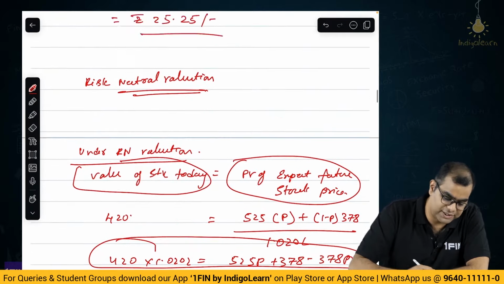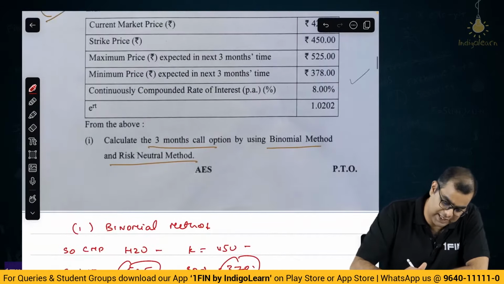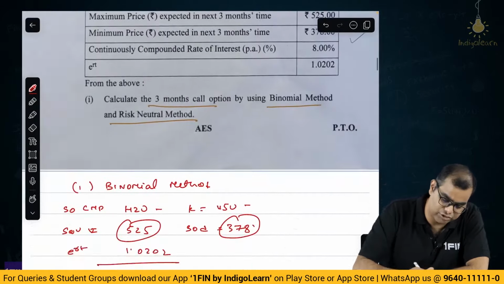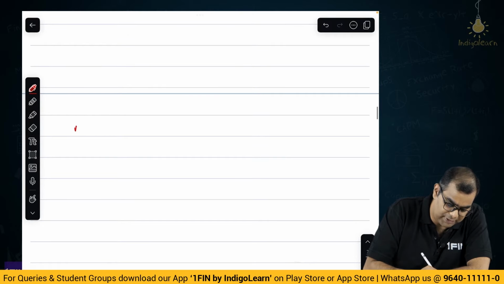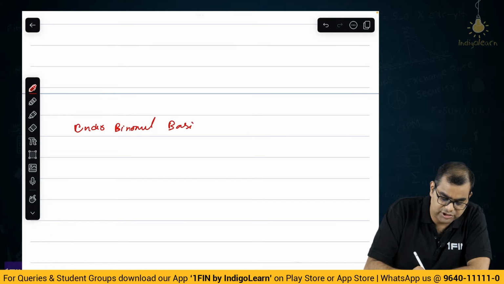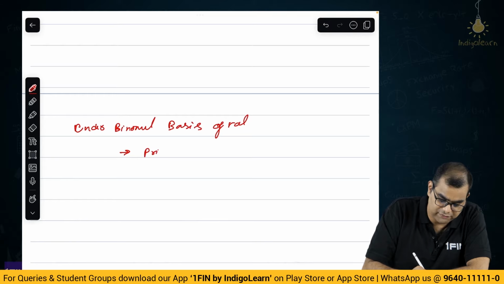Right. Now coming to the next part of the question. What is the next part of the question? Calculate under these two. Then state clearly the basis of valuation under these two models. What is the basis of valuation under these two models? So the basis of valuation, I will tell you, under binomial, basis of valuation is principle of no arbitrage, okay.